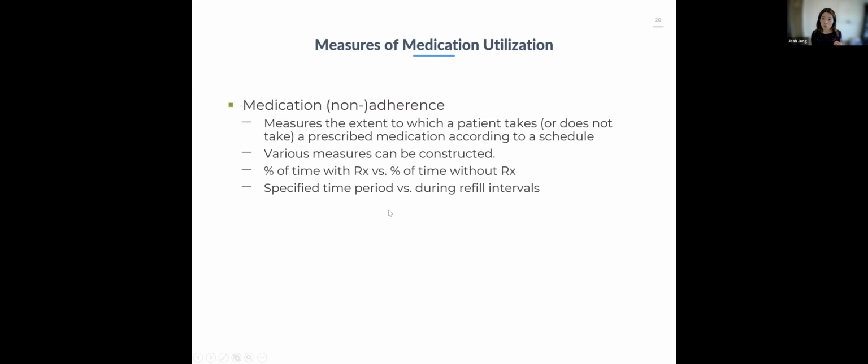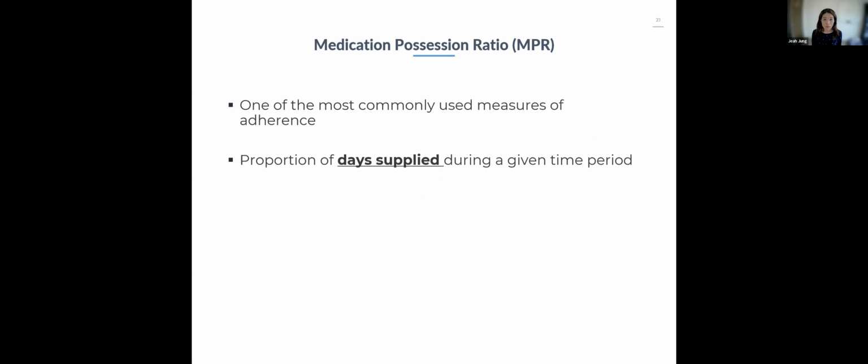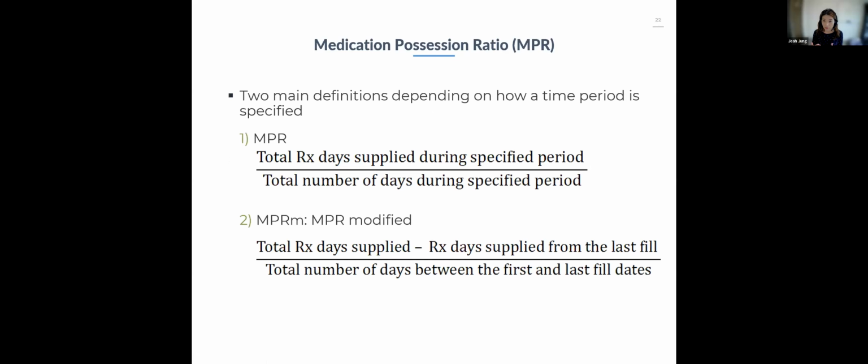And you can also use, what time period? You can use a specified time period, or you can simply use the Part D data or any drug data and look into refill intervals. So MPR is one of the most commonly used measures of medication adherence. This is the medication possession ratio, and it focuses on the proportion of days supplied. Again, emphasis on days supplied, right? It's different from days covered. This is days supplied during a given time period. We will see the differences in the next slides.